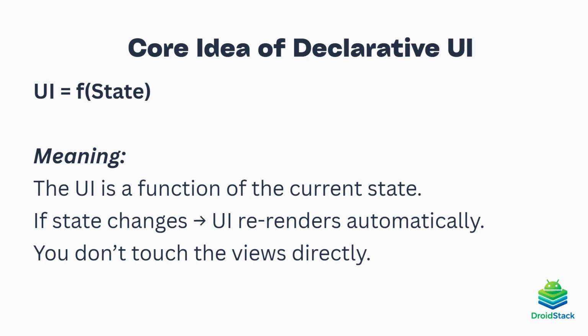The core idea of declarative UI can be explained in one simple formula. UI equals function of state. This means the UI depends completely on the current state. If the state changes, the UI automatically re-renders. You don't touch the view directly.